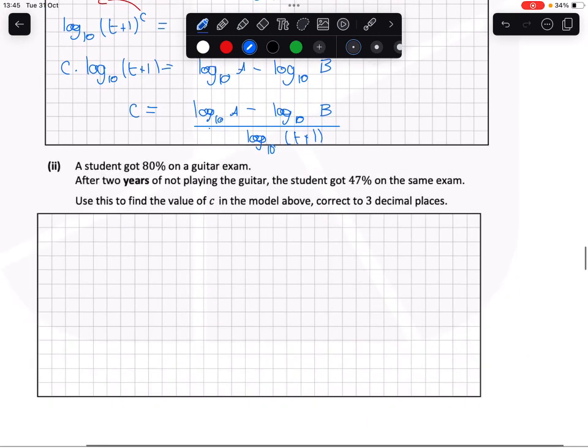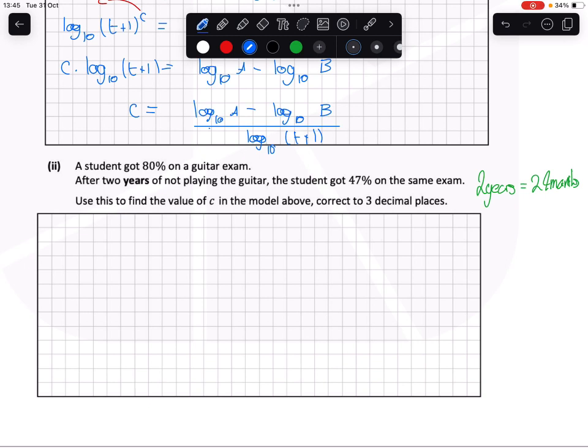Part 2. A student got 80% on a guitar exam. After 2 years of not playing the guitar, the student got 47% on the same exam. Use this to find the value of C in terms of the model. So, first of all, this model works in terms of months. So 2 years is the same as 24 months. Now we just plug everything back in.